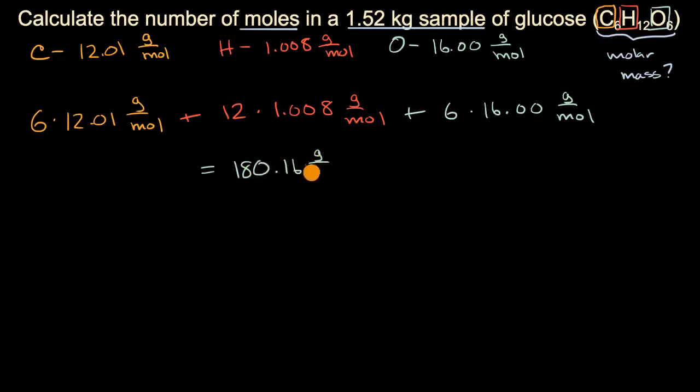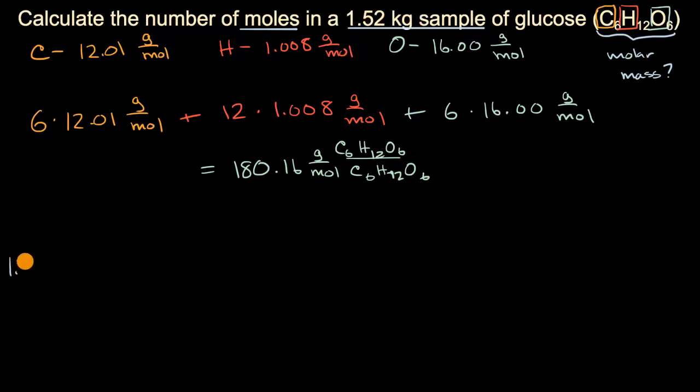So that's equal to 180.16 grams per mole. And we could say grams of glucose, C6H12O6, per mole of glucose, C6H12O6. And then we can use this 1.52 kilograms to figure out how many moles we have.